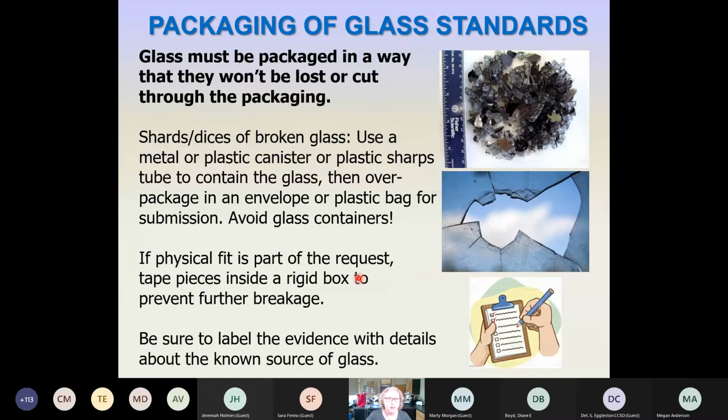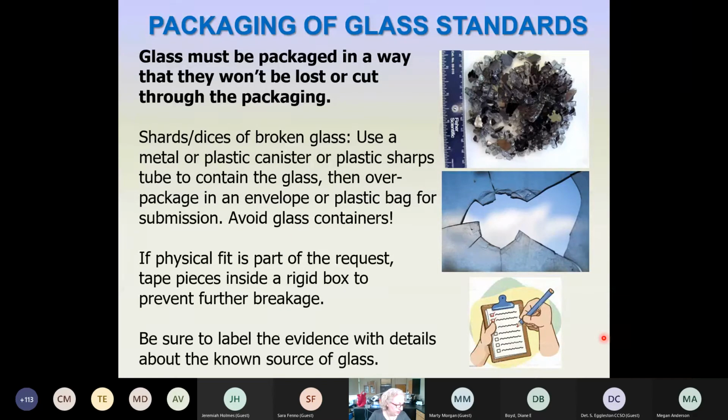Oh, sorry, packaging. I skipped this slide. Let me just really quickly. When you're packaging the glass standard, you want to make sure that those sharp edges of the glass don't cut through the packaging and be lost or be a safety hazard for anybody else. So we do recommend you use a plastic or metal canister to put those shards in. Plastic sharps tubes work really well, but please do that first and then put them in a larger container like an envelope or a plastic bag.